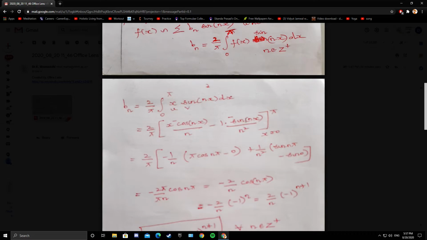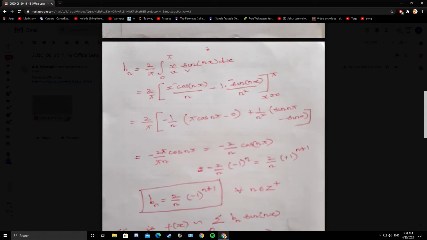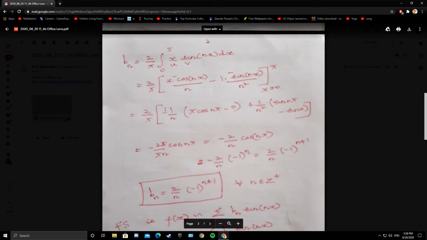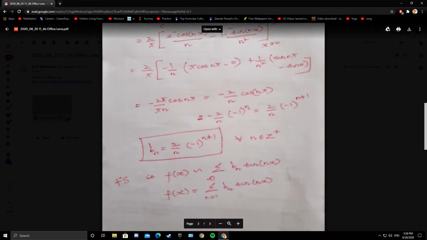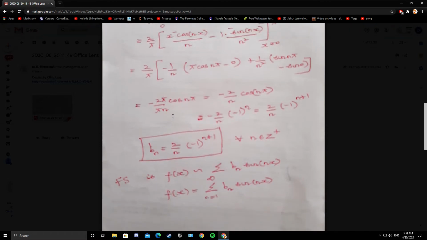I have given that formula in the beginning. Sin n pi, sin 0 is 0, so the second term is 0 for both the limits. You have the first term 2 by pi minus 1 by n. If x is pi, pi cos n pi, so minus 2 pi by n pi cos n pi, other terms are zeros, pi gets cancelled, so minus 2 by n cos n pi.